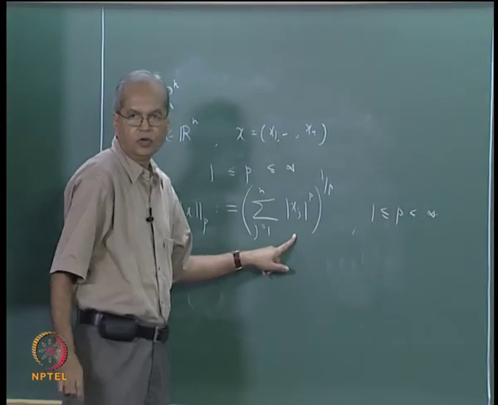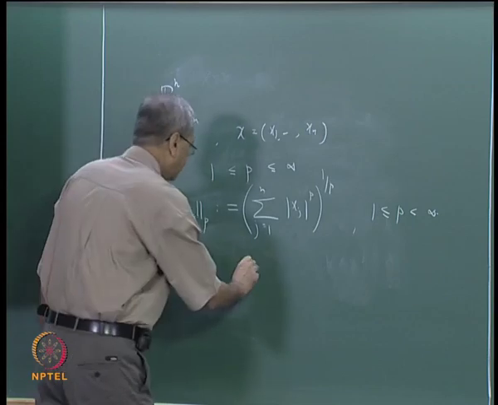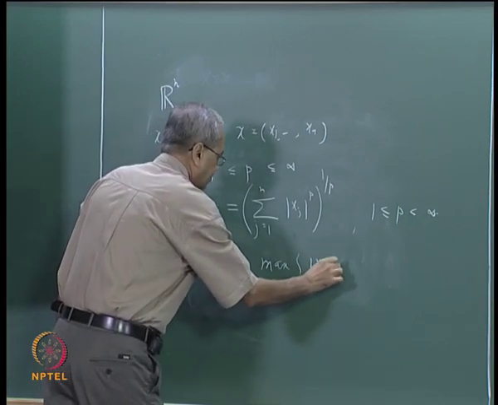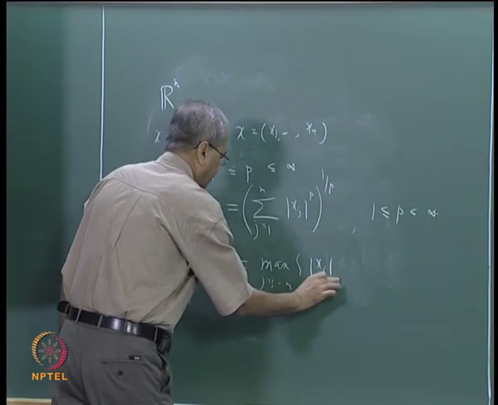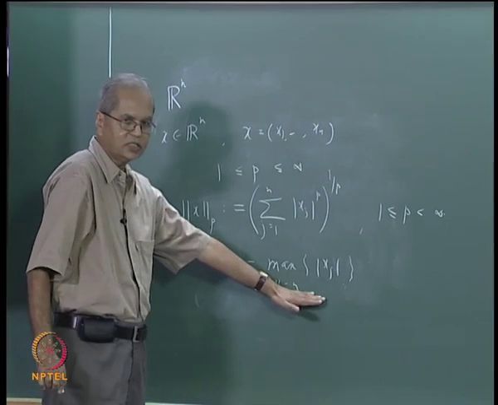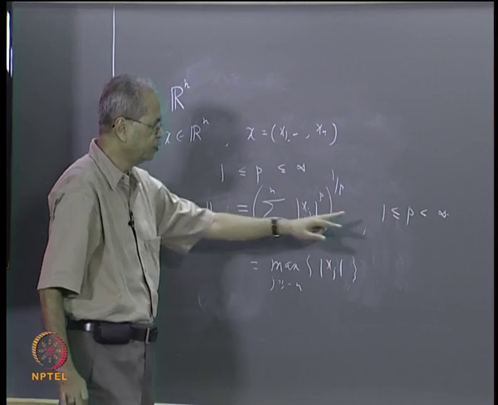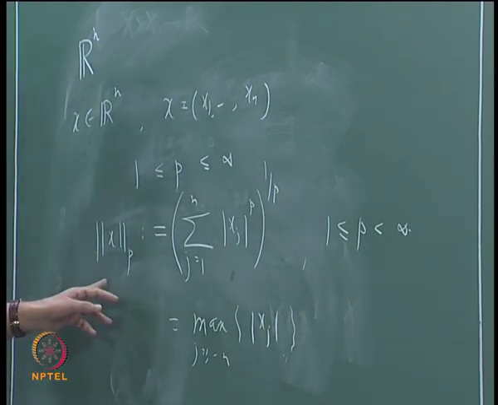And for p equal to infinity, we define that as the maximum of mod xj, j equal to 1 to n. So this last norm is called norm suffix infinity. And all these others are norm suffix p for 1 less than or equal to p strictly less than infinity. So these are called p norms or LP norms. P norms are sometimes also called LP norms.